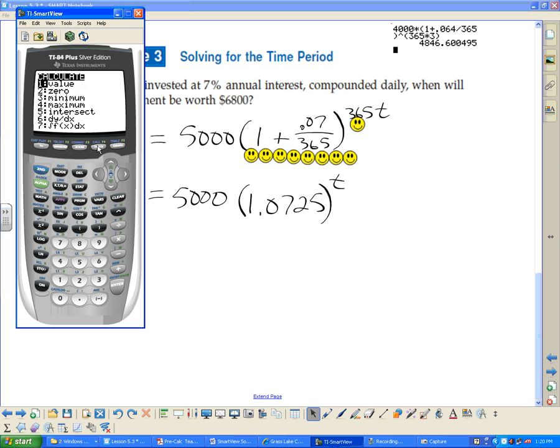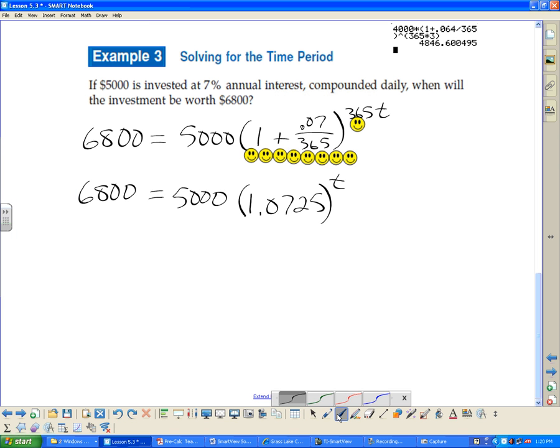So second trace, number 5. And we can see that it's 4.39 years. So t is approximately 4.39 years for our $5,000 investment to be worth $6,800.